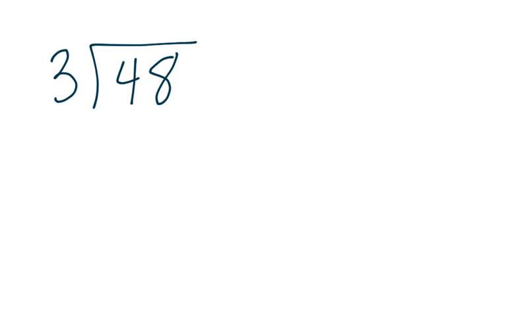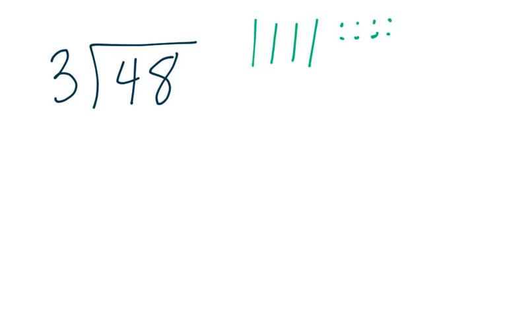Okay, we have a division problem right here: 3 divided into 48. We're going to do 48 divided by 3. Base 10 blocks for 48 would look like this: 4 tens, and then 6, 7, 8. Okay, so we'd have 4 tens blocks and 8 ones blocks.